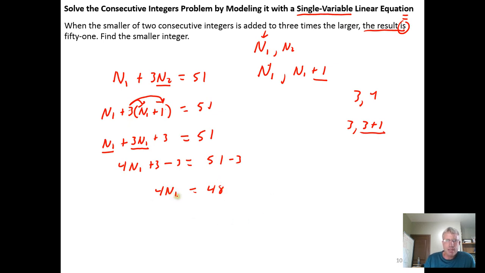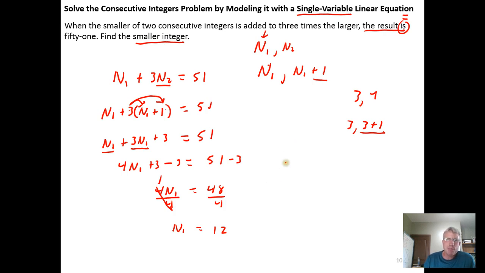And then to get n sub 1 by itself, I'll divide both sides by 4. So 4 divided by 4 is 1 n sub 1. So there's 1 n sub 1 right there. And 48 divided by 4 is 12. So this is the smaller of the two integers. This is n sub 1, and n sub 1 represents the smaller.